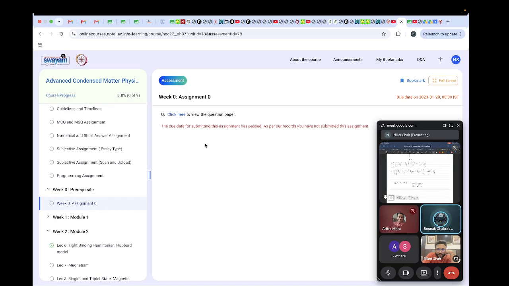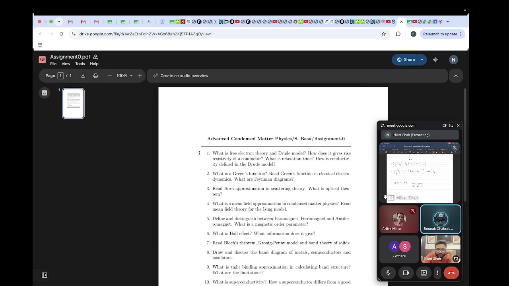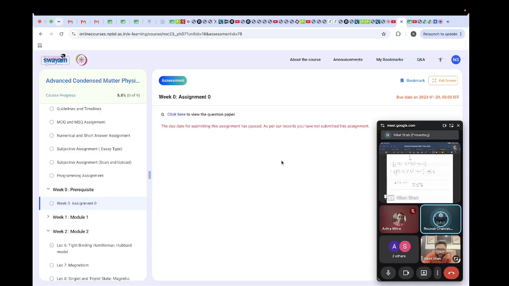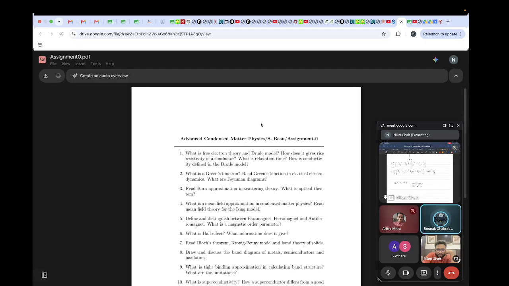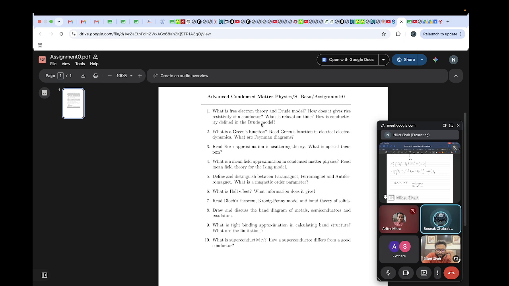For example, in the assignment 0 PDF, we have the 7th question as read Bloch's theorem, Kronig-Penney model, and band theory of solids. So when I'm submitting that assignment, do I have to write out all of this with all the theory, or should I attempt only the direct questions, such as what is the Hall effect, what information does it give? No, you don't need to write down the read questions.